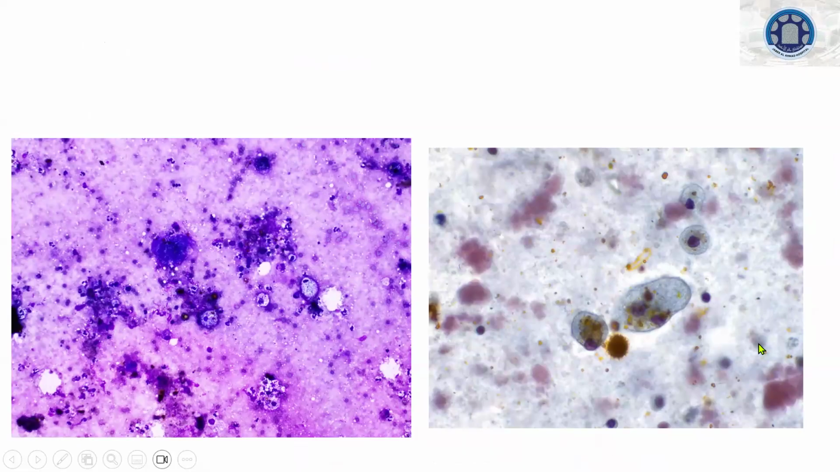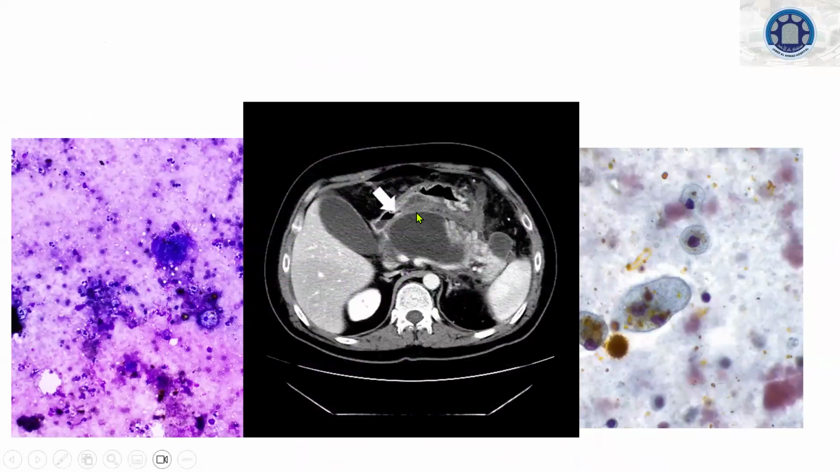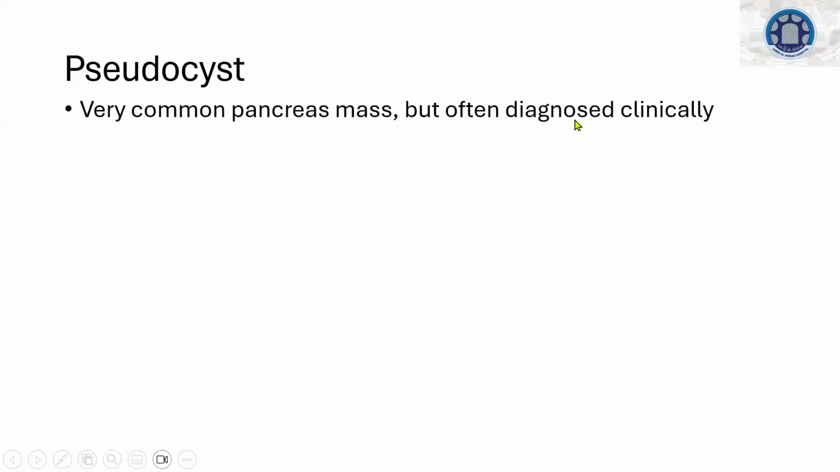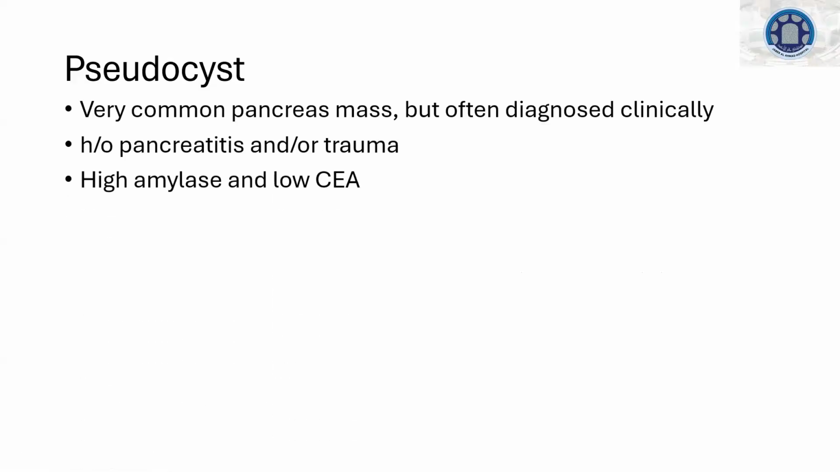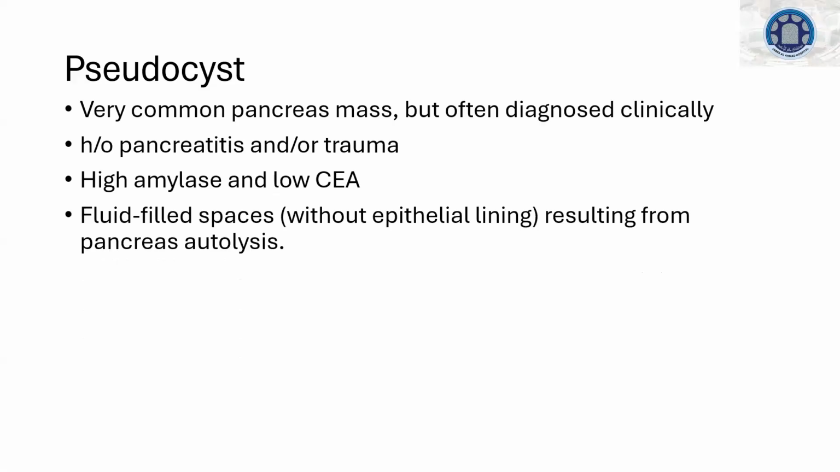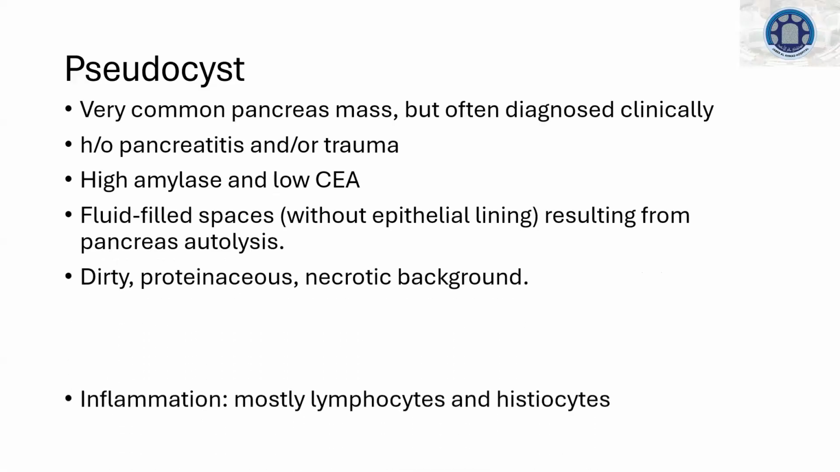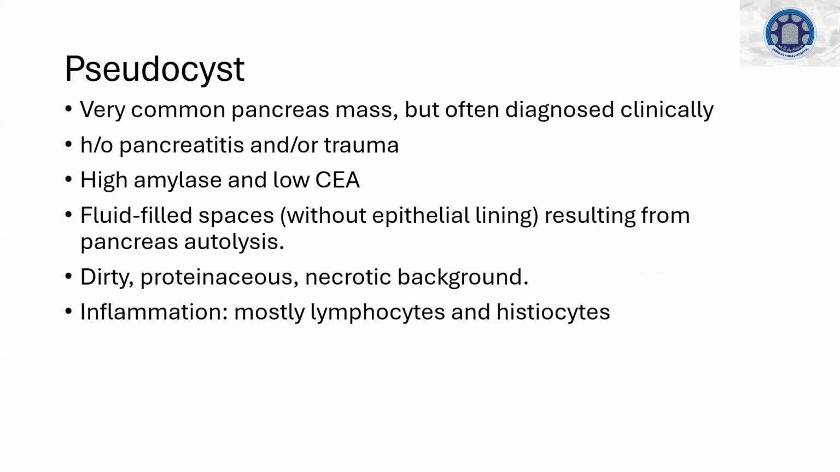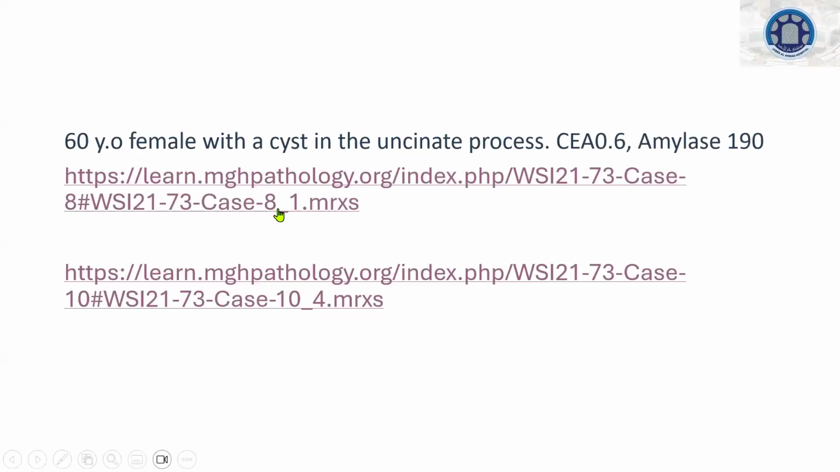What is the diagnosis for this? You're not seeing any epithelium. You're seeing this cyst, and by the side you're seeing pancreas with features of chronic damage. So this is a pseudocyst. That's why you are not seeing the lining. Pseudocyst is a very common pancreatic mass, and there will be a history of pancreatitis or trauma. Again, I'm emphasizing, the amylase will be very, very high. There is no epithelial lining, a dirty, proteinaceous or necrotic background, and mostly lymphocytes and histiocytes in the background.